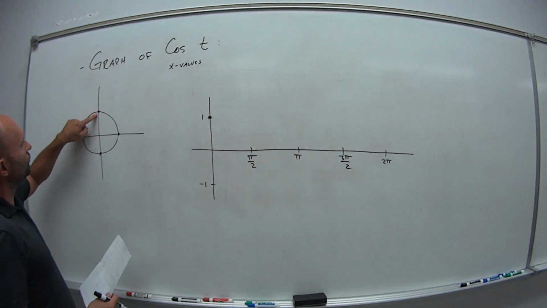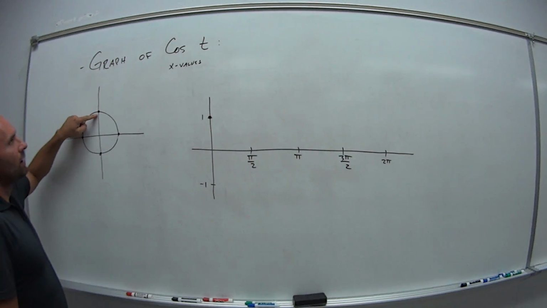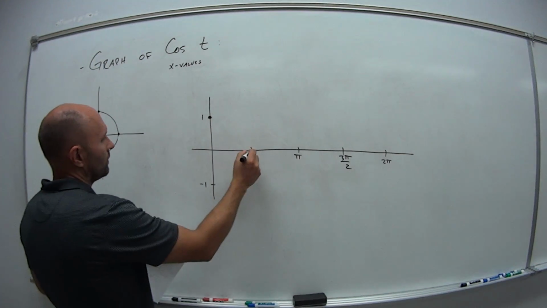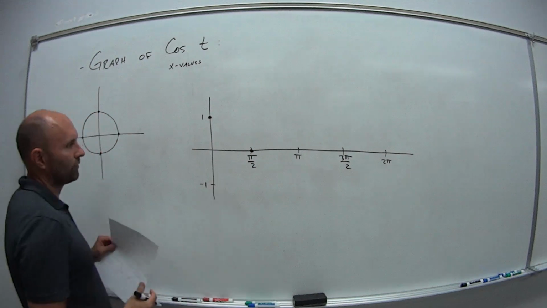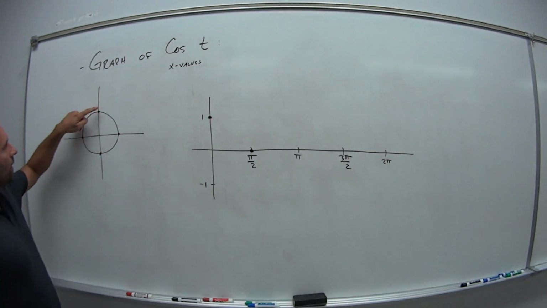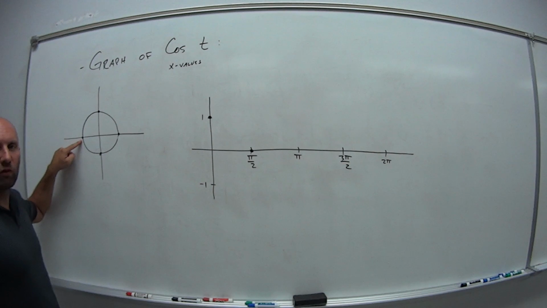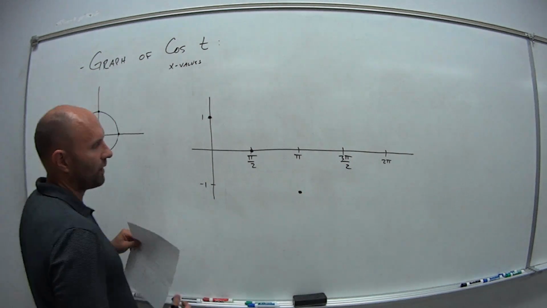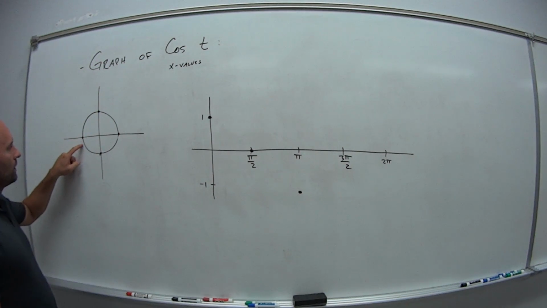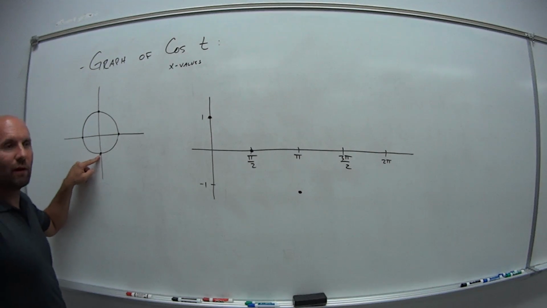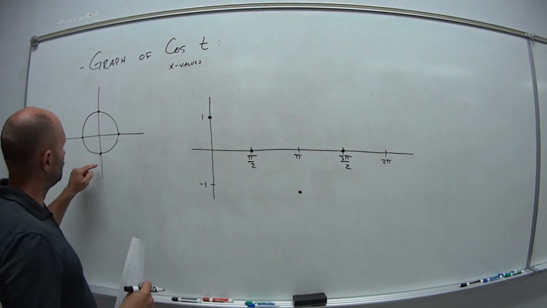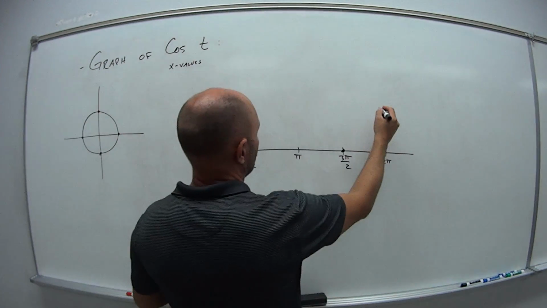So at pi over 2, which is up here, what's my x value? Well, I'm not moving left or right, so it's 0. So I'm actually on the axis at this point. As I come around and I hit pi, what's my value for x? Well, it's -1. So I'm actually bottoming out here at the value of pi radians. 3 pi over 2, I'm back to 0. And 2 pi, I'm back to 1.